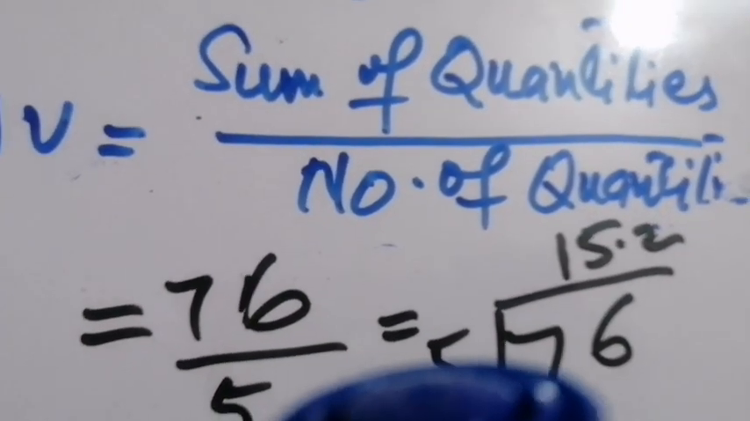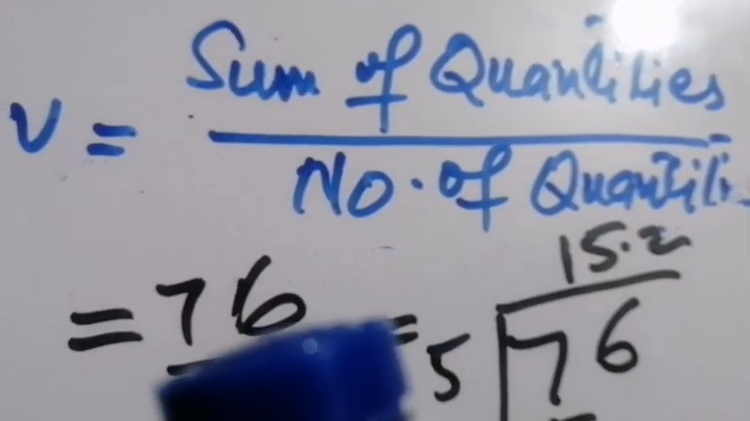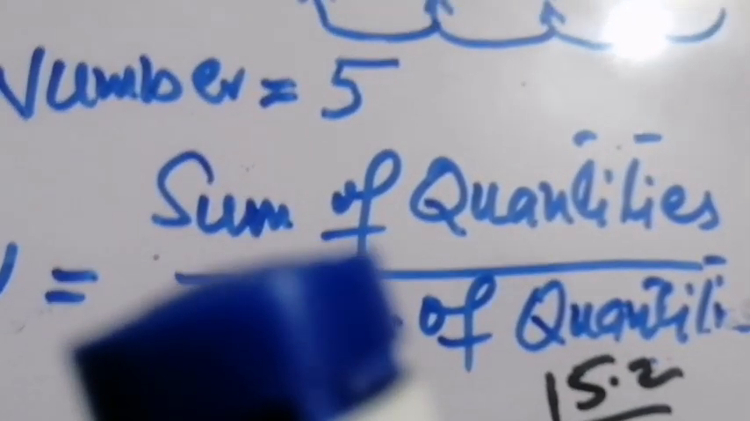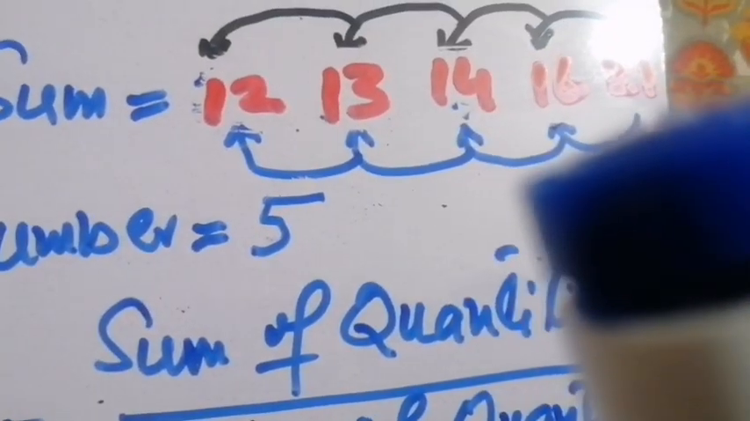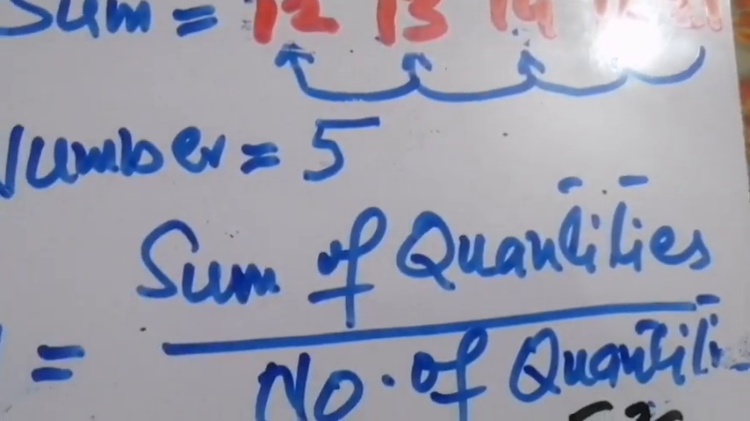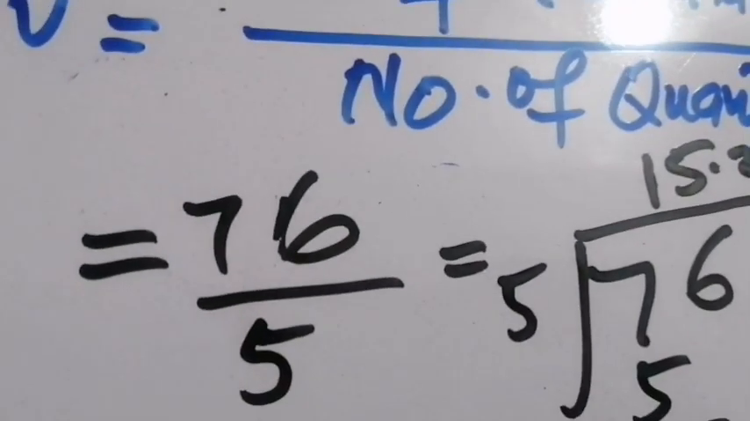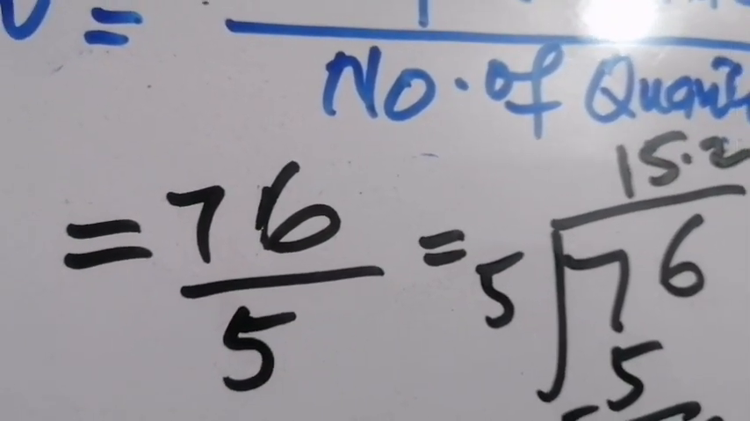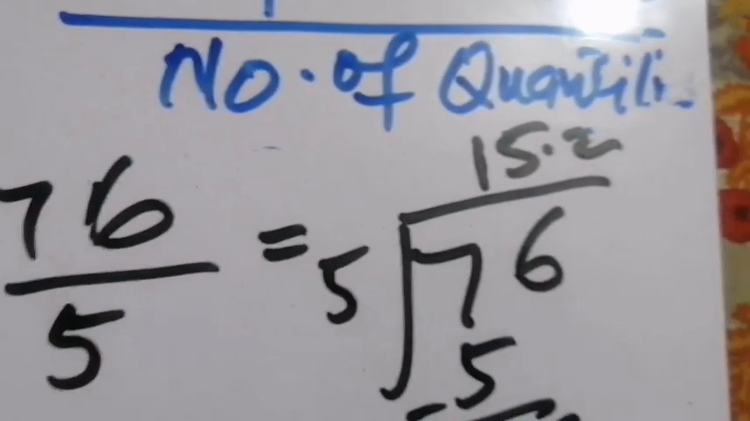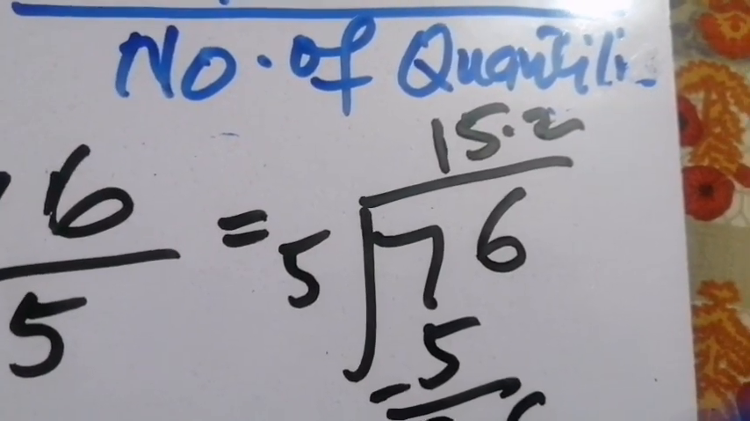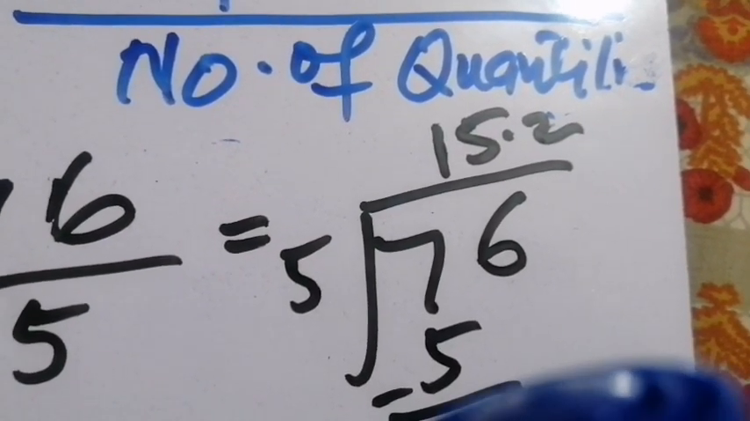The sum of all the quantities is 76, and we find out how many numbers there are: 1, 2, 3, 4, and 5 numbers. So we will divide by 5. So 76 divided by 5, we did it over here. First we will divide the first number by 5.